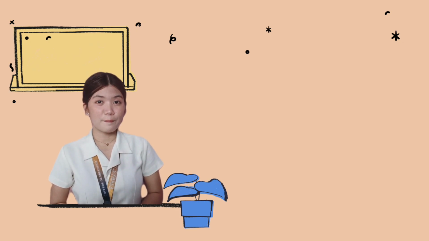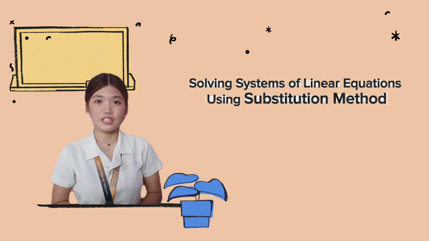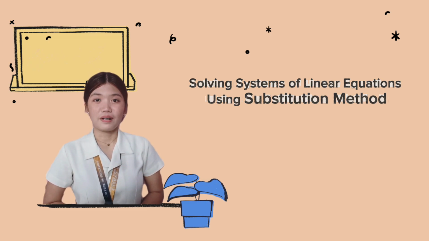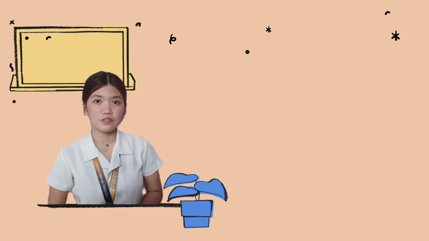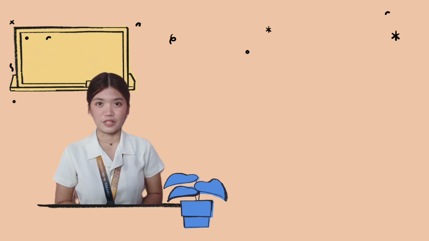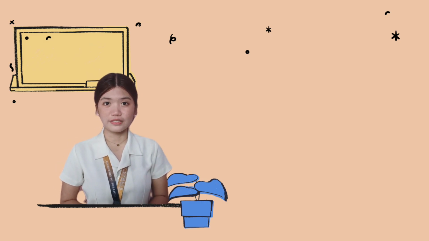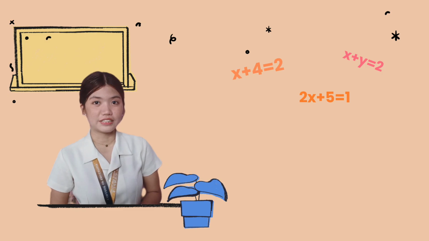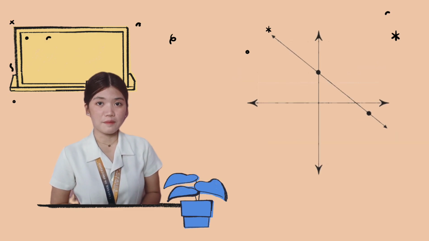Prepare your ears, minds, and scientific calculators because I will be teaching you today how to solve systems of linear equations using the substitution method. But if you're unfamiliar with the topic yet, let's have a quick review about systems of linear equations. So, kapag sinabi nating linear equation, its highest exponential degree in any variable is 1. And when plotted in graphs, it forms a straight line.